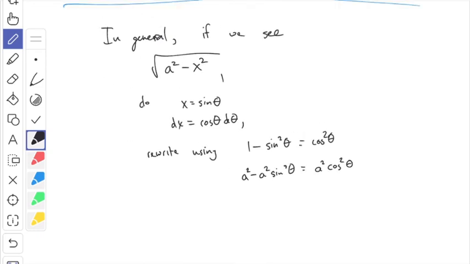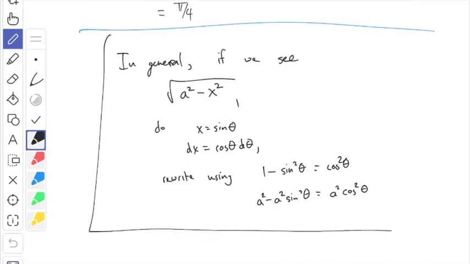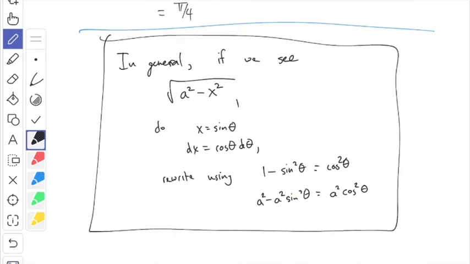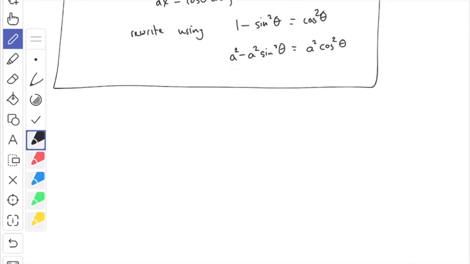All right, this is a general principle which you should, I don't know, put in a box or something. This is the basic strategy for doing this kind of trig substitution. If you see that square root kind of thing, this is how you should do it. So let's try another example which uses the same kind of trick.